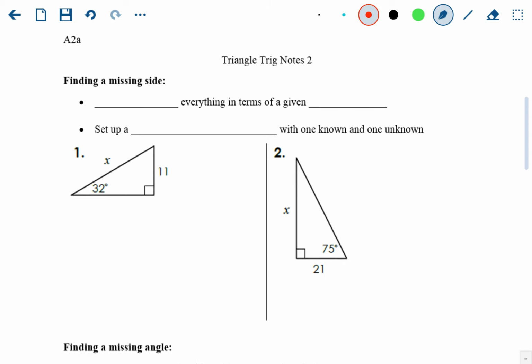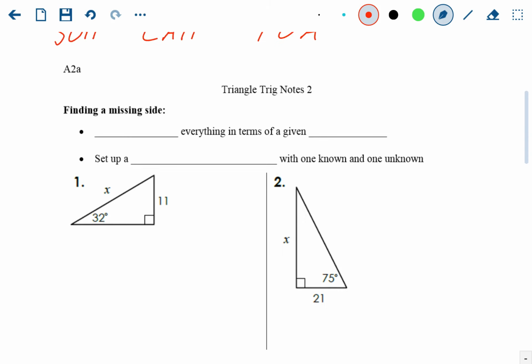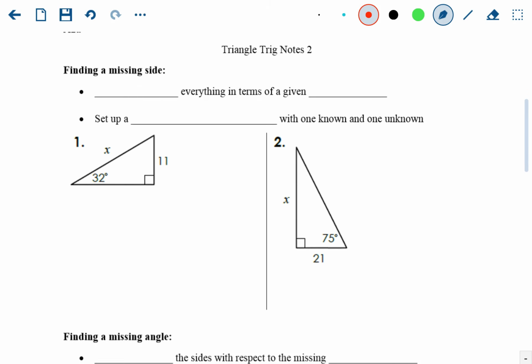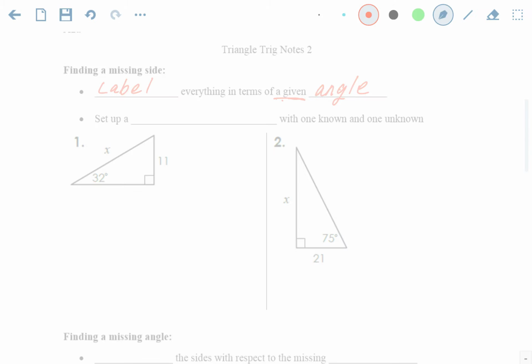All right, so these are all for right triangles. If you are missing a side of a right triangle, then to find that missing side, the first thing you want to do is label everything that you know, or all parts of the triangle, in terms of a given angle. That given angle should not be the right angle. It should be one of the other angles. So some angle has to be given to you that's not the right angle, and we're going to label everything in terms of that angle.